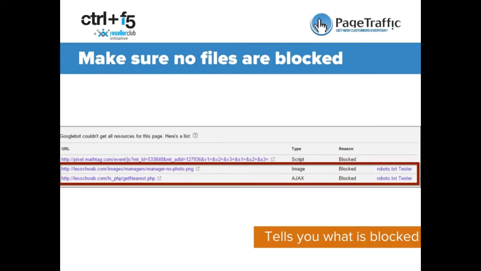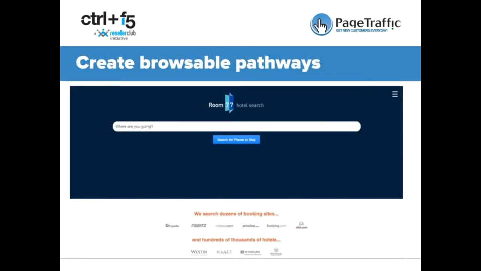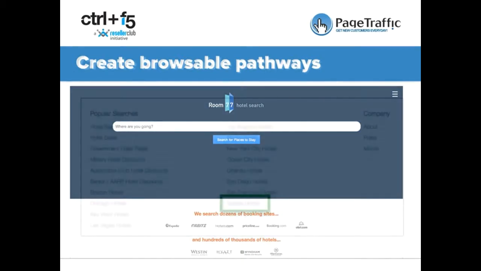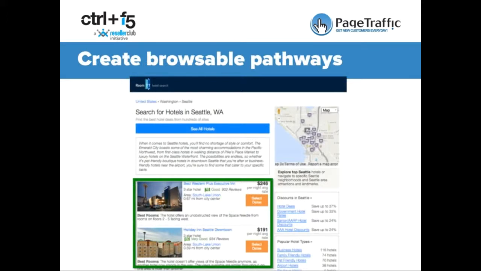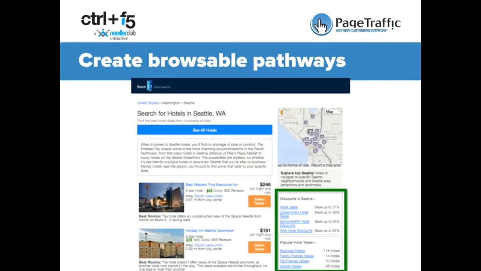Then if I go forward, this is just an example of the same page, where we are talking about the URL where there is just a search box. If you have a similar website which just has a search box, it becomes important that you create browsable pathways. For example, you could have browsable pathways like popular searches. Then you could have browsable pathways where, when somebody goes to a specific city, let's say I click on Seattle, this is where I land. Then if I go further, there is another browsable pathway which you could see there. So these are the links which are interlinking and clicking.